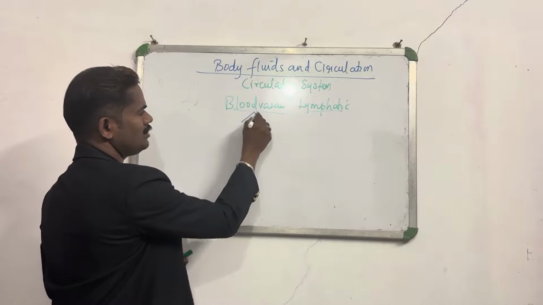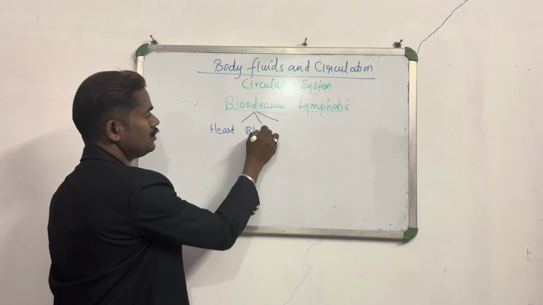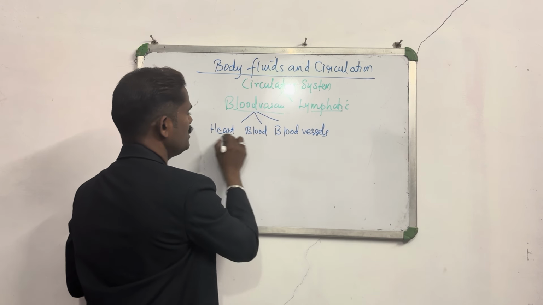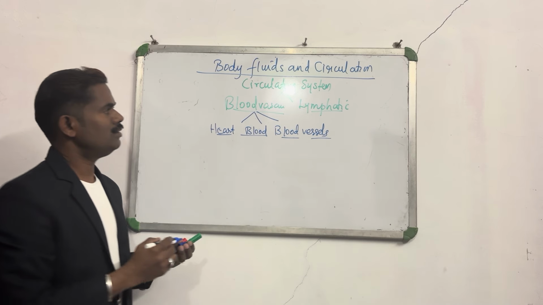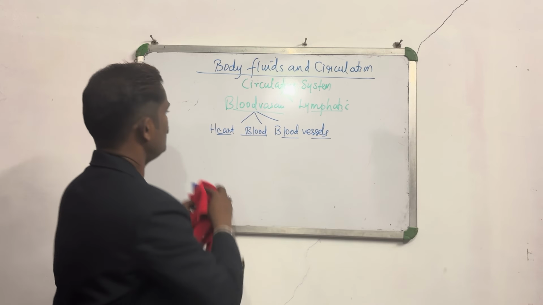The blood vascular system consists of heart, blood and blood vessels. These are the important components of the blood vascular system. So first we will deal with the heart.